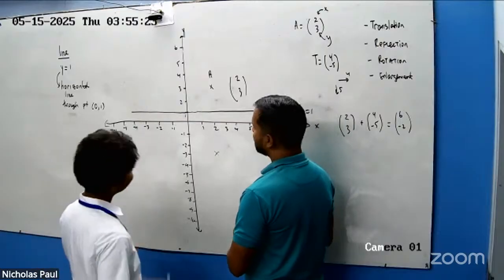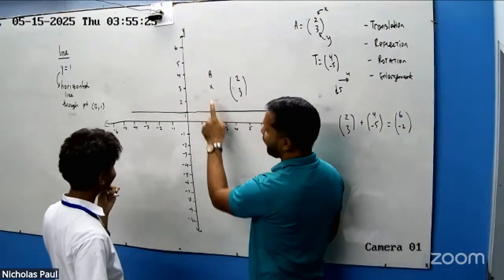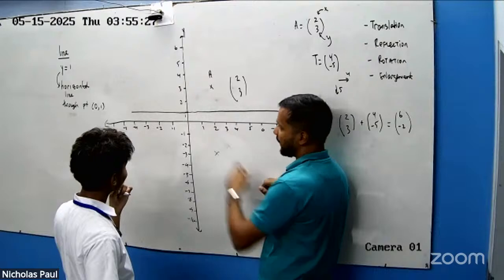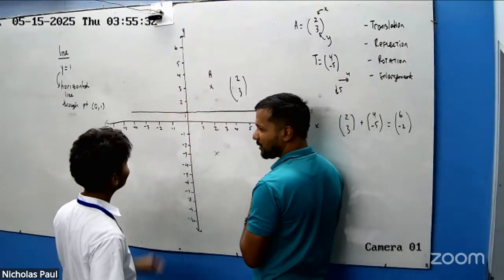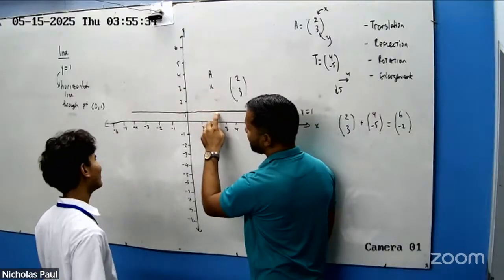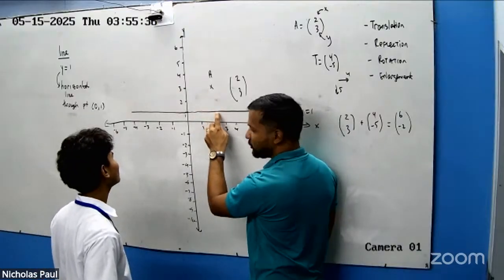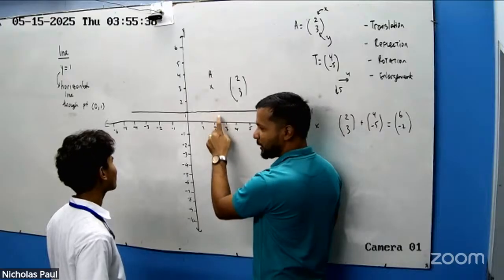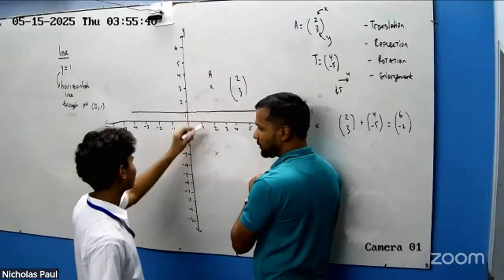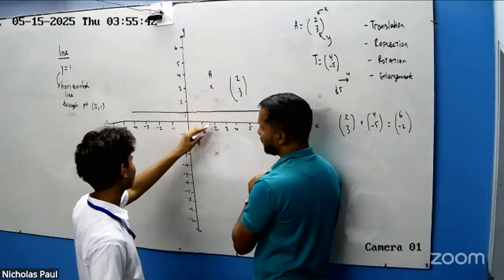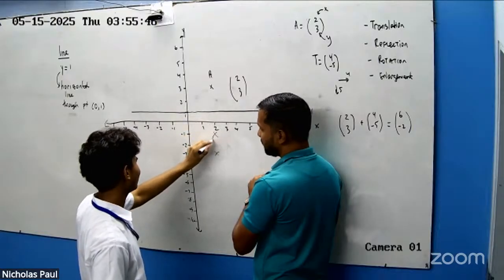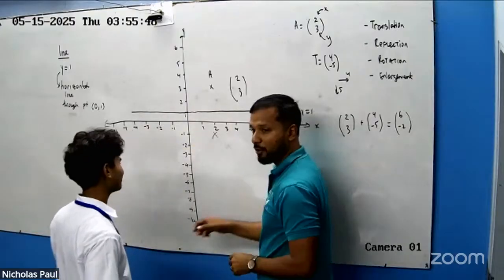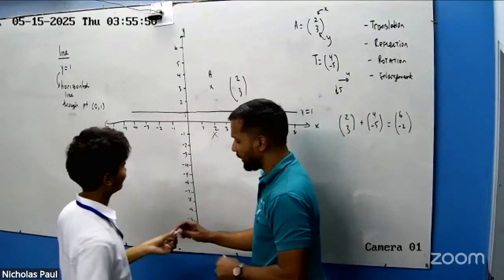You're getting close. So how far is this point from this line? Like if you had to say centimeters. 1 centimeter. Wait a minute. How far is this point from this line? 2 centimeters. So how far should the image be from the line? 2 centimeters. Yeah. Is that correct? Let's see.